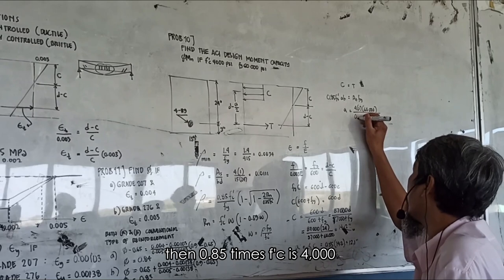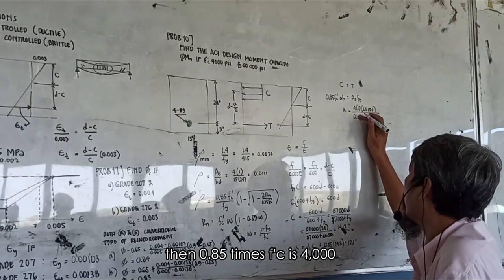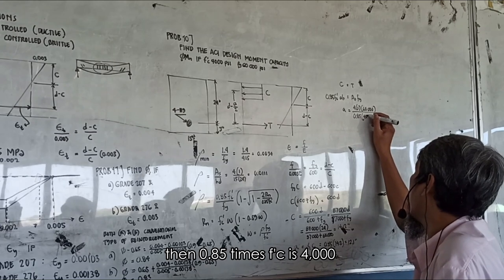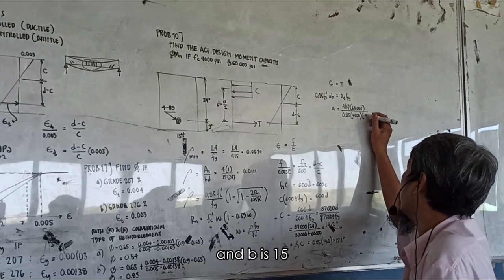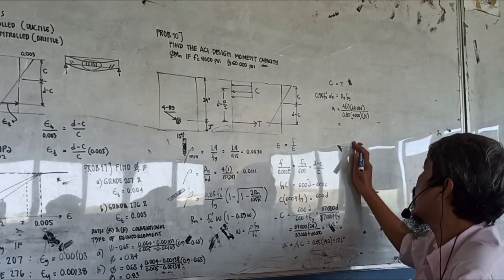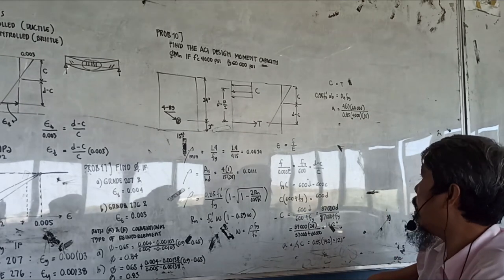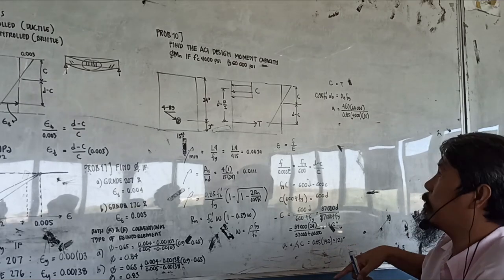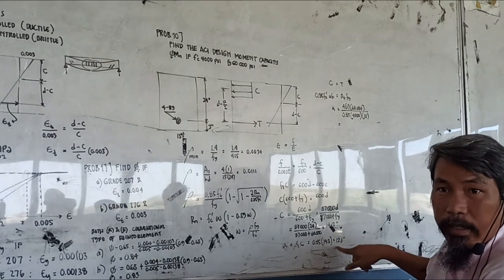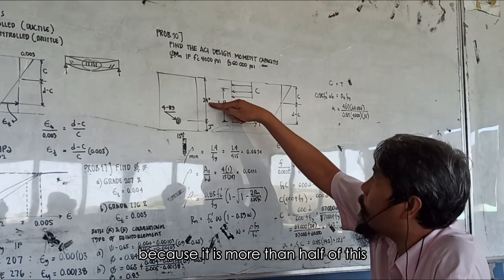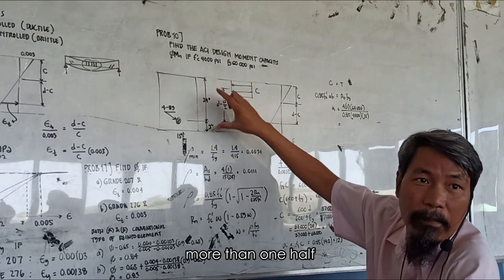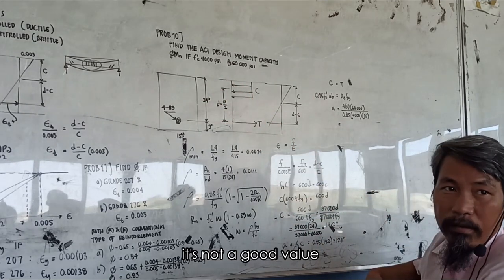Then 0.85 f'c is 4,000. And b is 15. How much is this? Magduda na kayo if we have these values, right? Because it is what? More than one half of this. More than one half. That's a good value. More than one half.